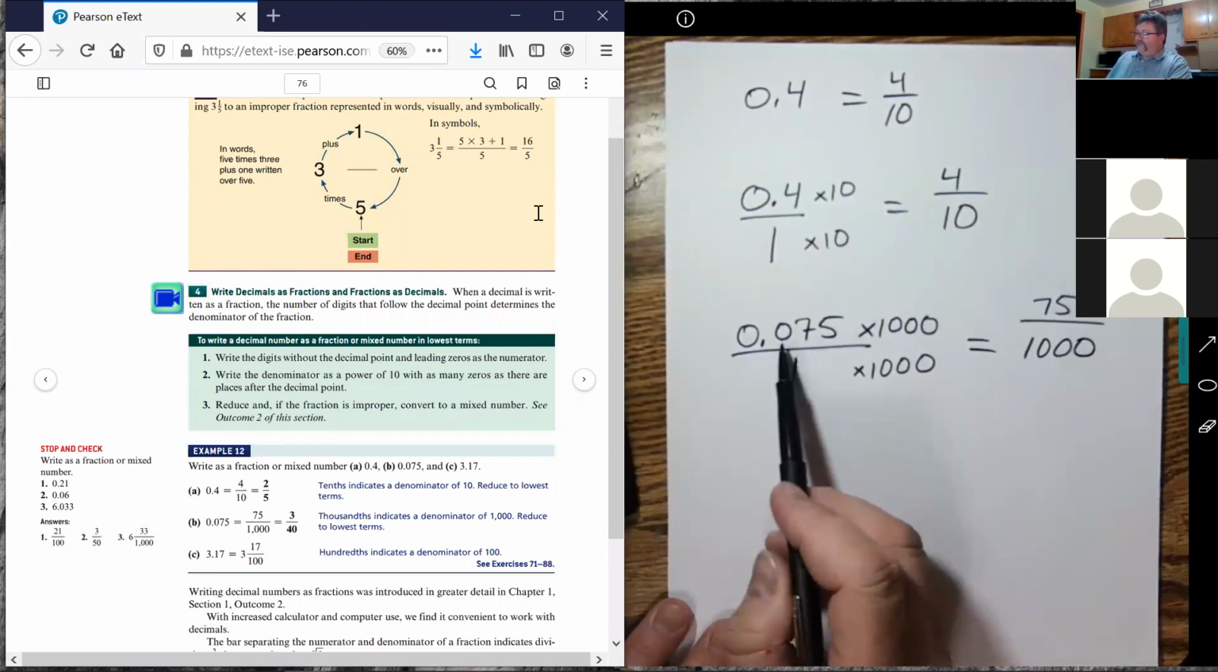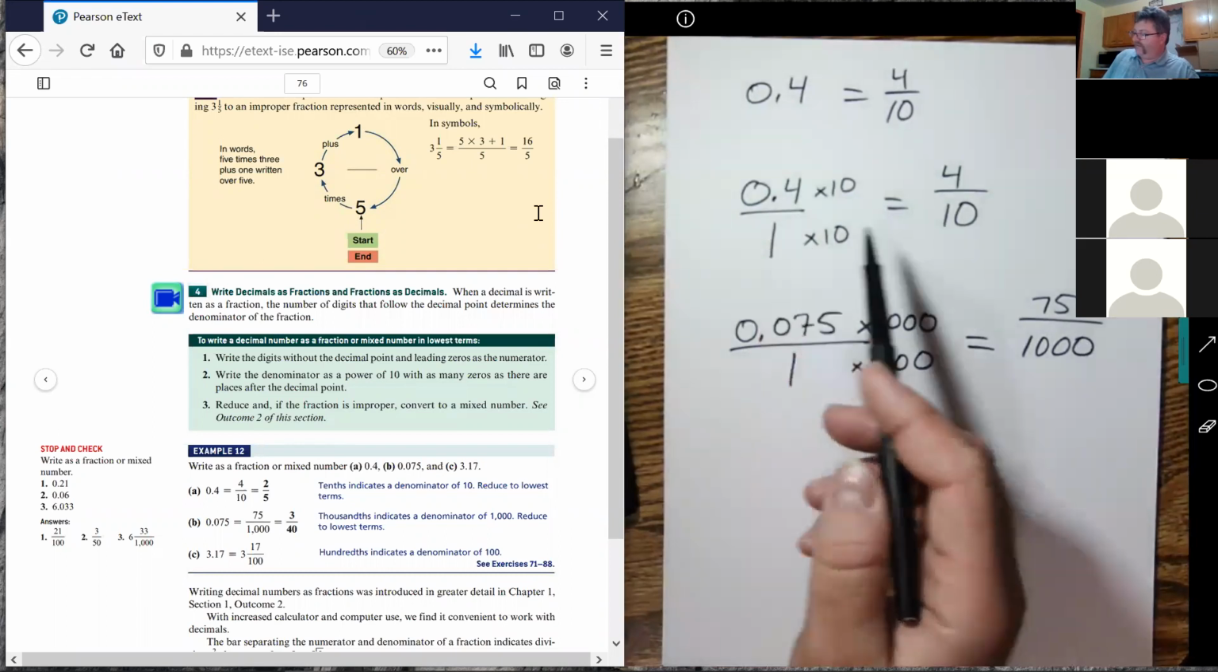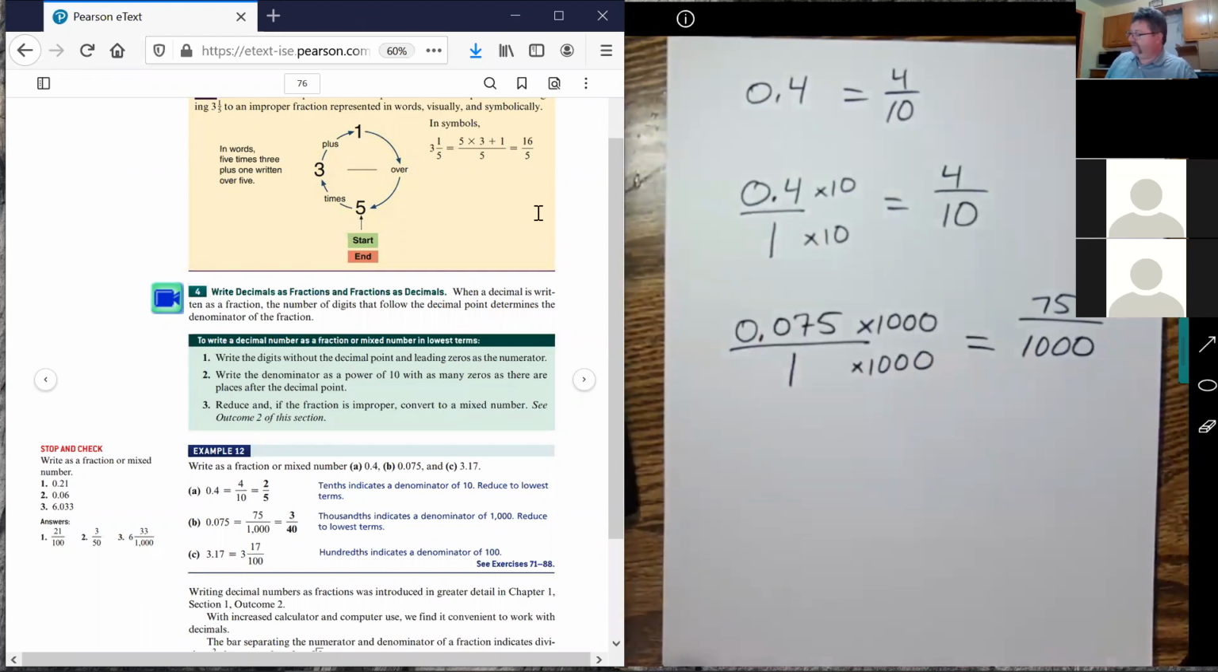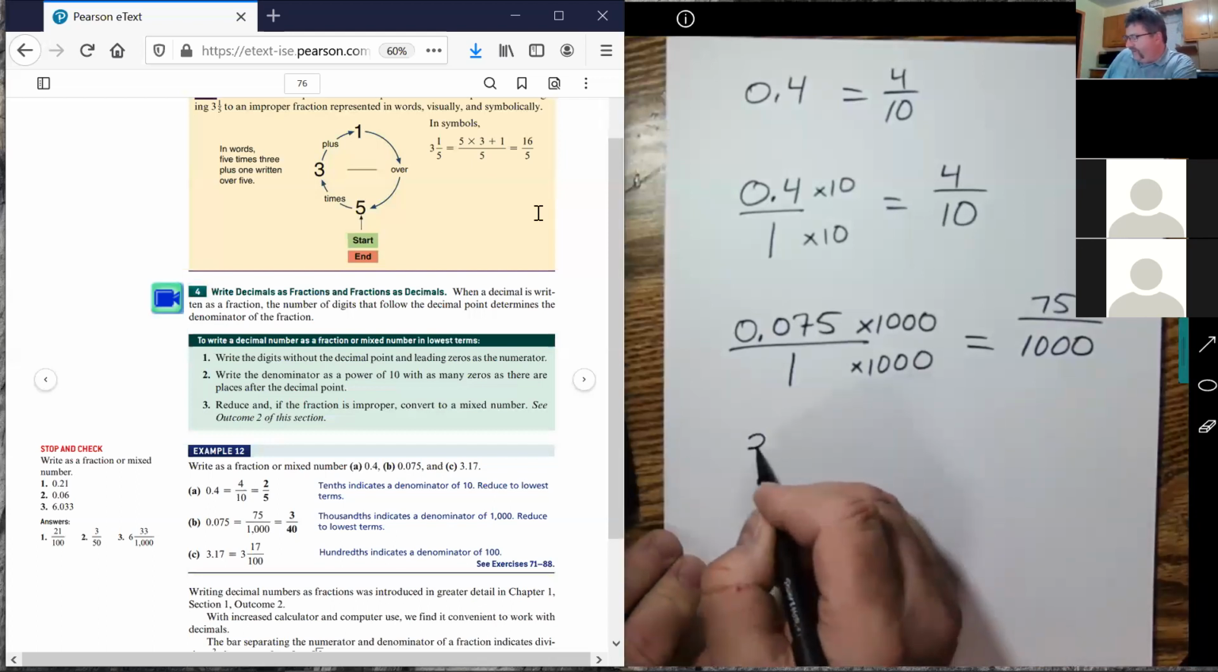Okay, and we would read this number 75 1,000ths. That's how we would read it. We would read that one 4/10. Okay, you can see it in the fraction how you would read it. Okay, now what about part C here though?